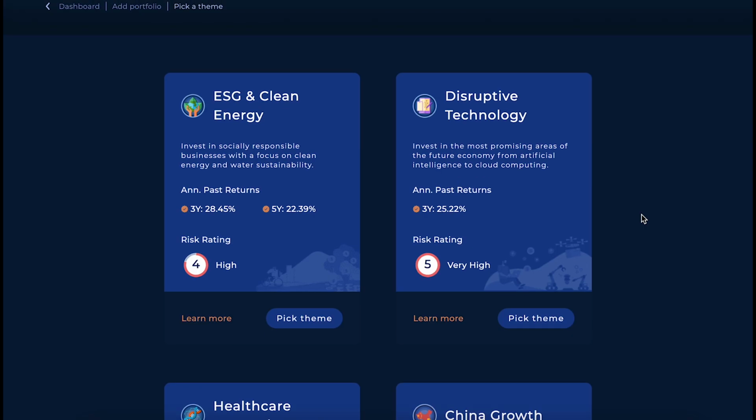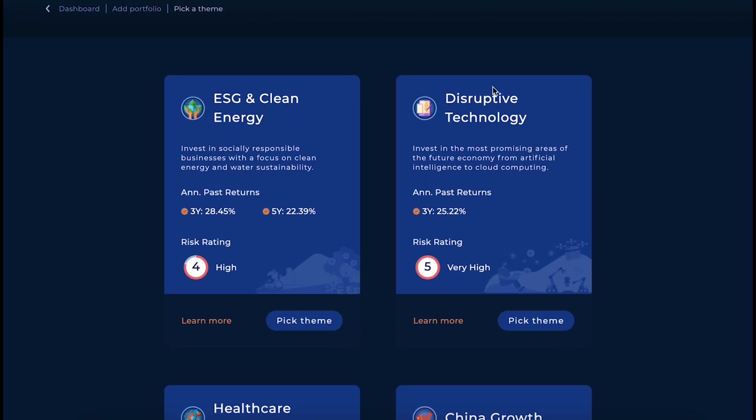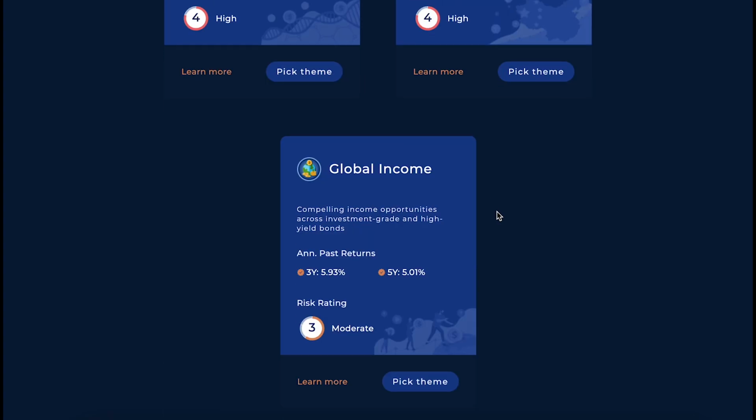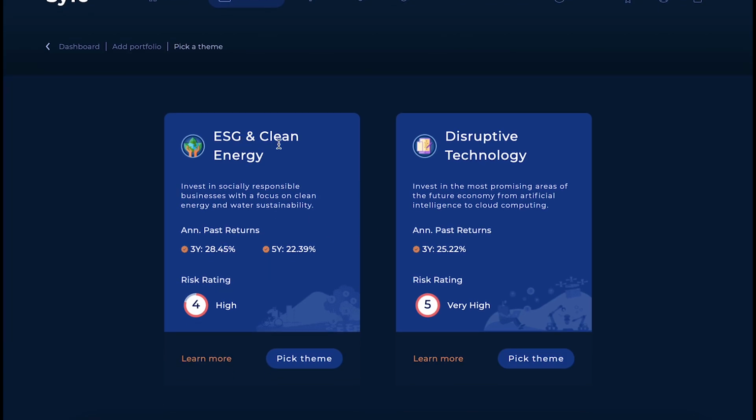Okay, so you can see here we have 5 themes: ESG and clean energy, disruptive technology, healthcare innovation, China growth, and global income. So ESG and clean energy, for those who don't know, right, it's a more ethical kind of investing. That means the companies that you invest in are more socially responsible, environmentally responsible, and also have good corporate governance. That means they go law by law and they don't pollute the earth, and they make sure that their products are really good for the country, for the people, and for the environment. Okay, so if that aligns to your beliefs and your values, then you may want to look at this ESG and clean energy kind of investment theme.